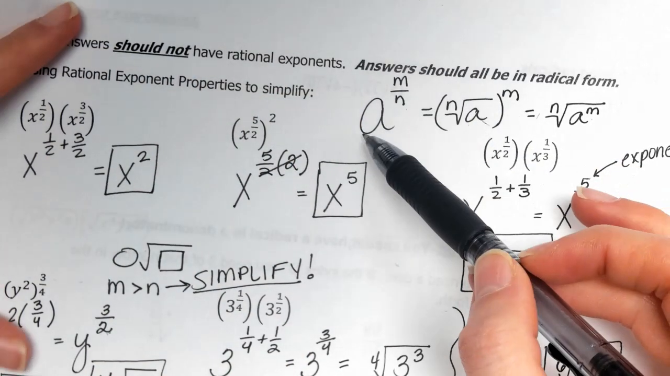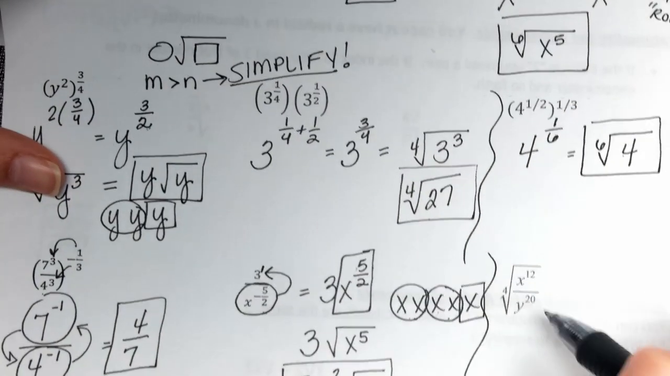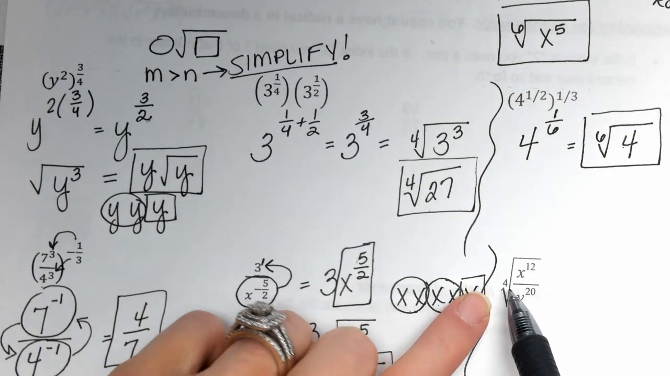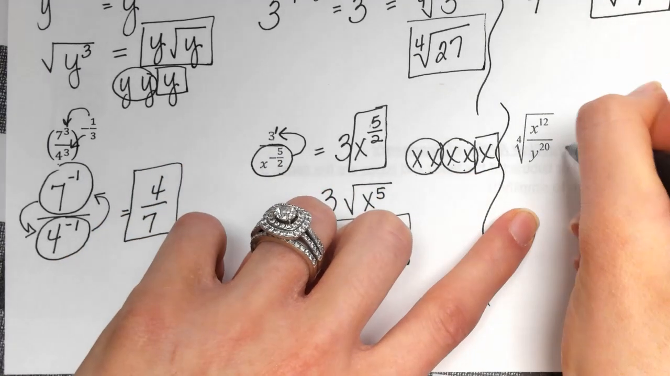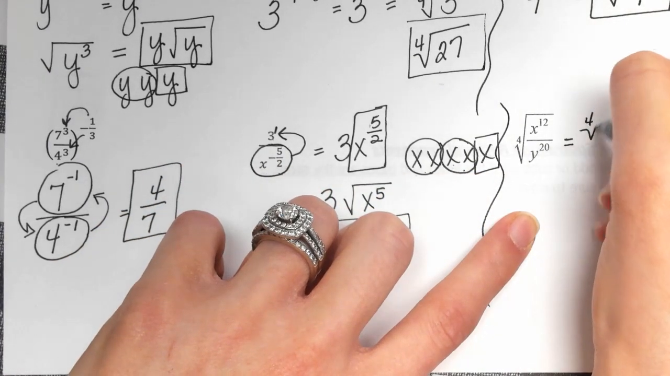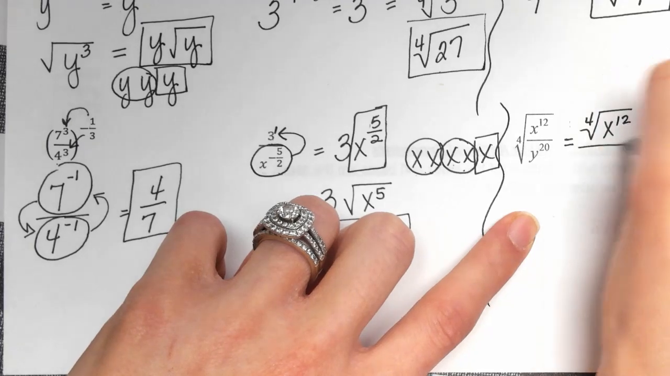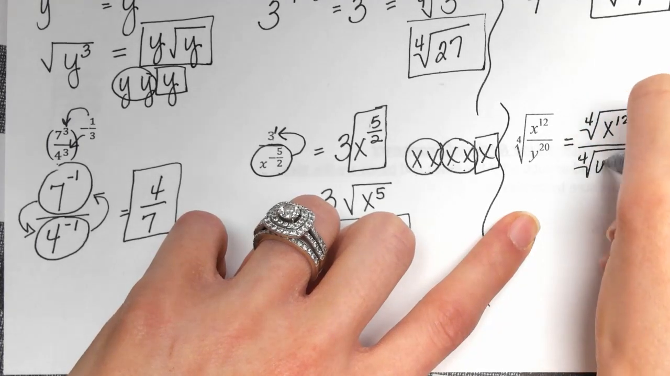I can go backwards with that also. So notice that I'm taking the 4th root. It's the 4th root of x to the 12th over y to the 20th. I can split that, the 4th root of x to the 12th over the 4th root of y to the 20th.